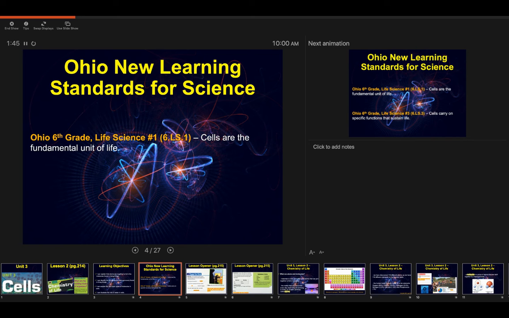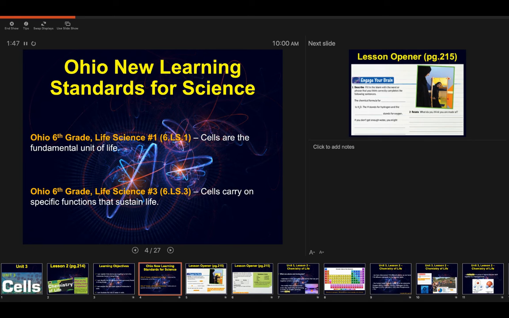We have a couple of standards here. Cells are the fundamental, or most important, unit of life. That's part of the cell theory. And cells carry on specific functions or jobs that allow living things to keep living, or as it says, sustain life.